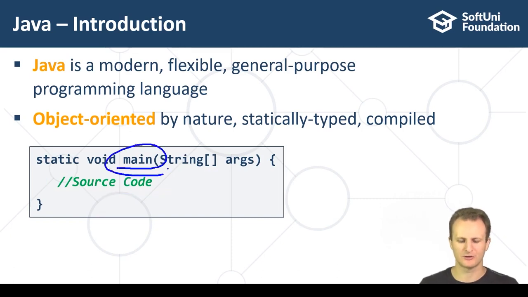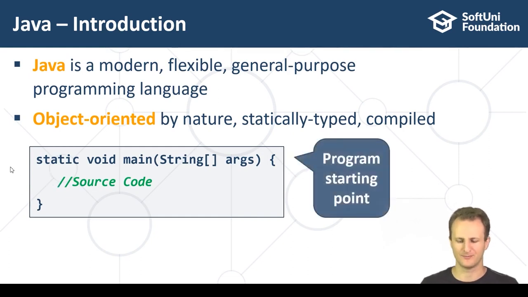Further on, we will learn how we can create other methods which accept parameters and have return types. We will see how to use them, how to call them from main, and so on. But for now, all we need to know is that every Java program starts over here. That is the first instruction executed by any Java program.